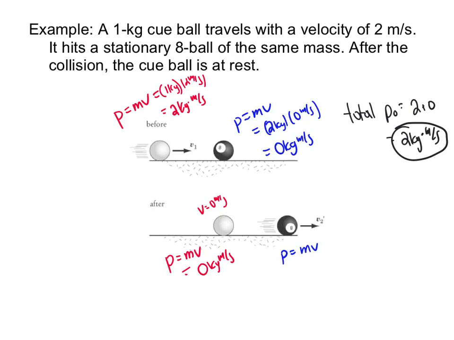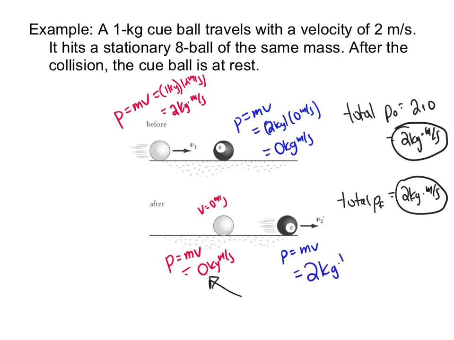It has to be that the total momentum after the collision, or the total momentum final, also has to be equal to 2 kilograms times meters per second. All right, so since the momentum of the cue ball is 0, that leaves us no choice but to say that the momentum of the 8 ball after the collision has to be 2 kilograms times meters per second as well. And if you wanted, you could solve for its final velocity as well. It turns out to be 2 meters per second. So we'll talk more about this in class, and I'll see you later.